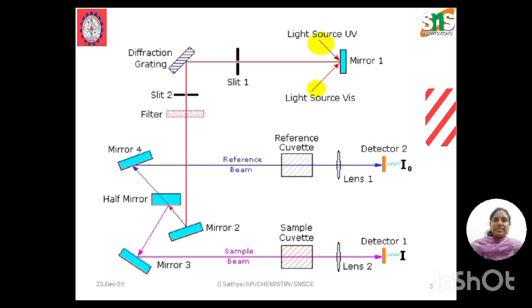The intensities of these light beams are measured by an electronic detector and compared. The reference beam should suffer little or no light absorption, and its intensity is defined as I naught. The intensity of the sample beam is defined as I. Over a short period of time, the spectrophotometer automatically scans all the wavelengths in the manner described here. The ultraviolet region is normally scanned from 200 to 400 nanometers and the visible portion from 400 to 800.